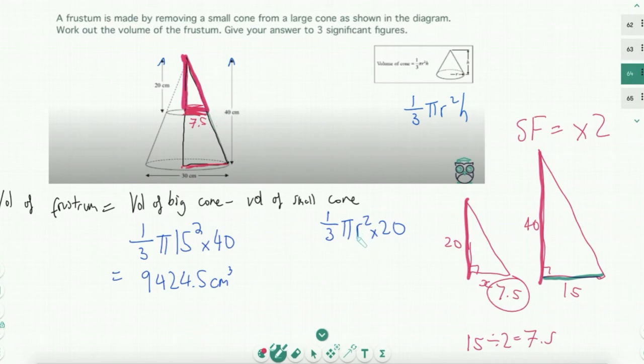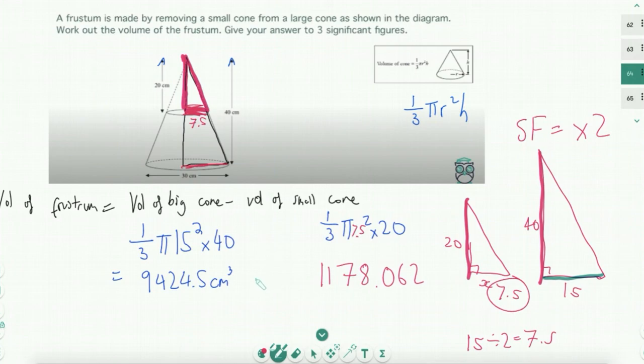So now we can replace our r with 7.5. So minus, oh no, we'll solve it first. So 1/3 times pi times 7.5 squared times 20, which is going to be 1178.062. So the volume of the big cone is 9424.5. The volume of the small cone is about 1178.